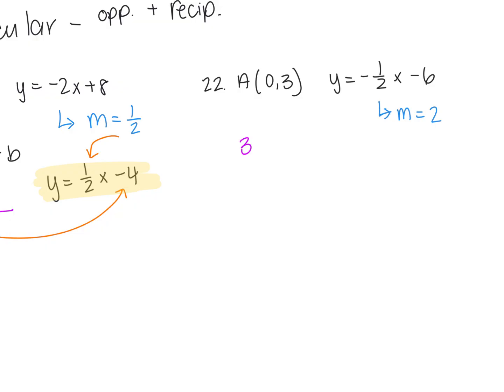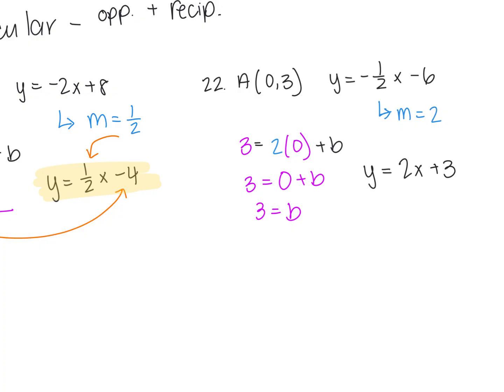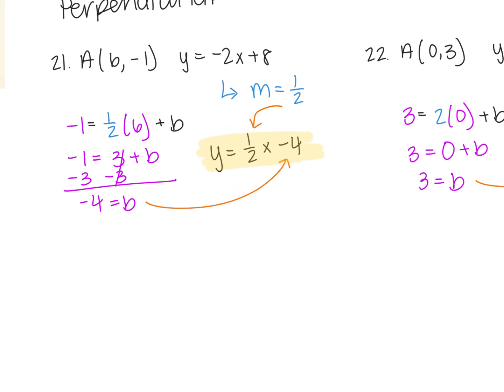I have my y, which is 3, equals my slope, which is 2, times 0 plus b. This one's pretty easy. I'm just going to get 3 equals 0 plus b. So 3 equals b. And plugging in, y equals 2x plus 3. And again, where am I getting this from? I'm just plugging in what I solved for. And then 23.